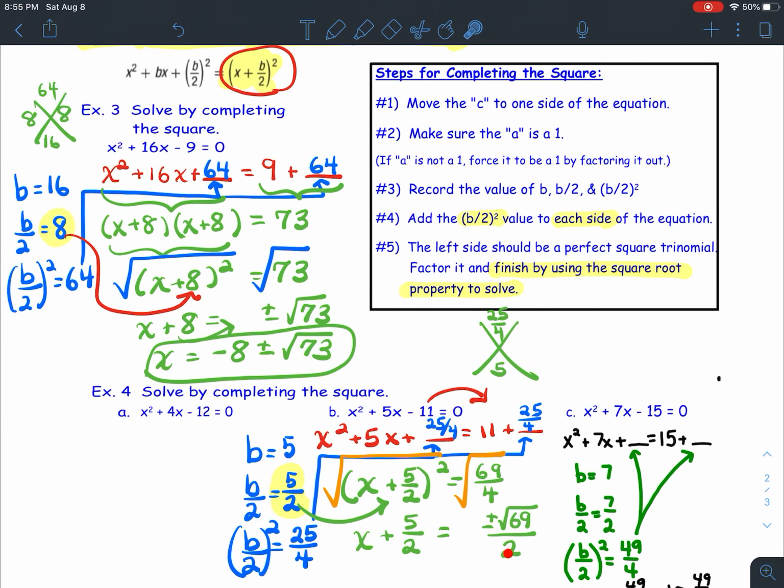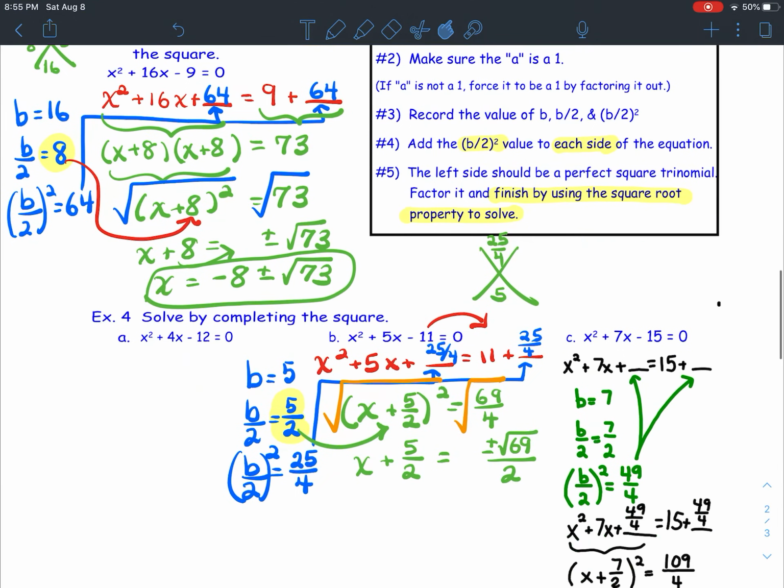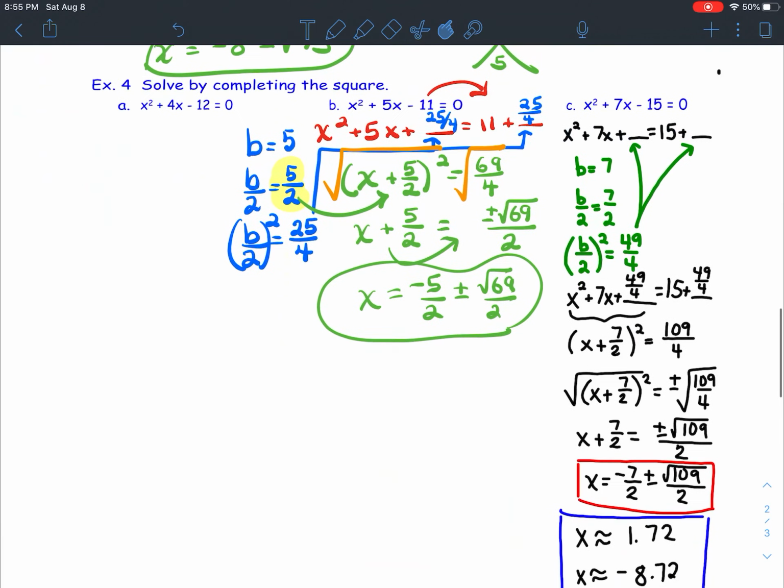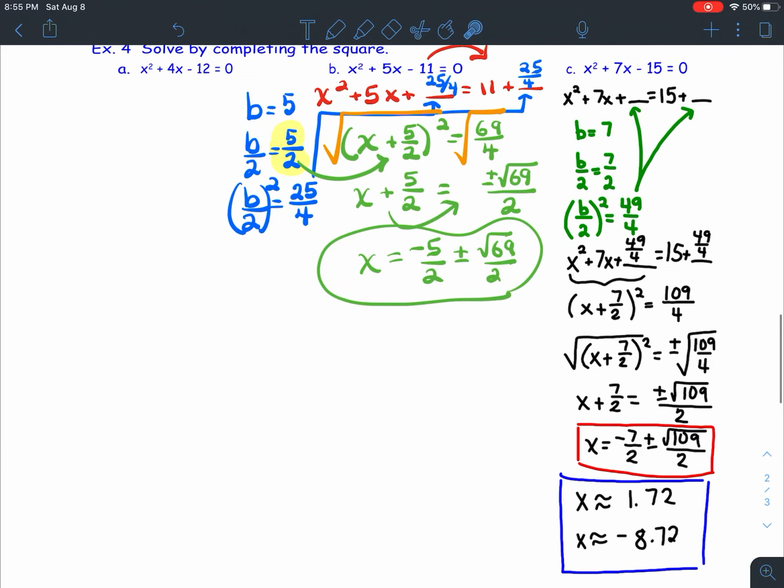Now, you don't need to put a plus or minus in front of the square root of 69 and a plus or minus in front of the 2. Just one plus or minus will do it for the whole fraction. And then to finish this off, you're going to subtract the fraction 5/2, and this would be how you would write your final answer. Okay?